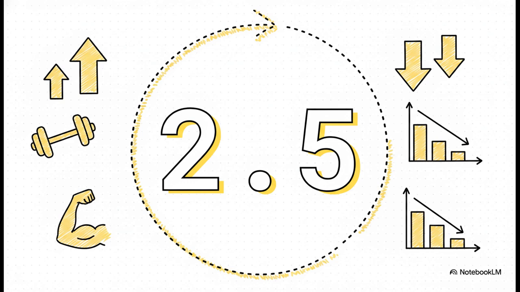price moves. Using the midpoint formula, we find that the true price elasticity of demand for our gym scenario is definitively 2.5. So, whether you raise the fee from $20 to $30 or drop it from $30 to $20, the elasticity remains a steady, reliable 2.5.